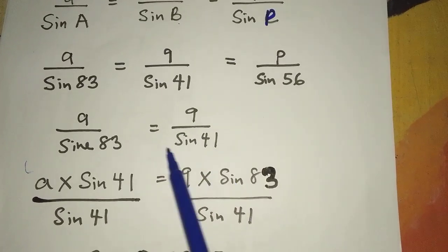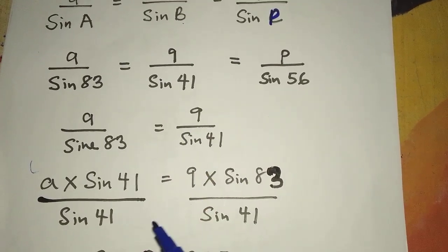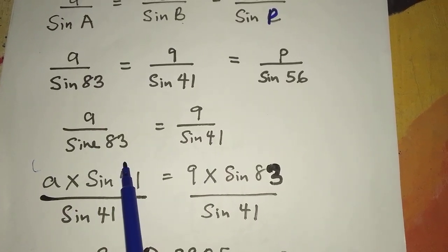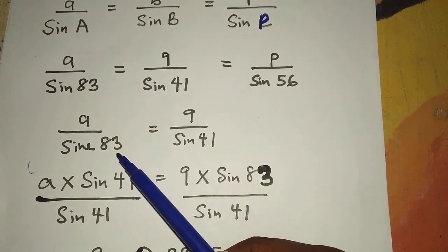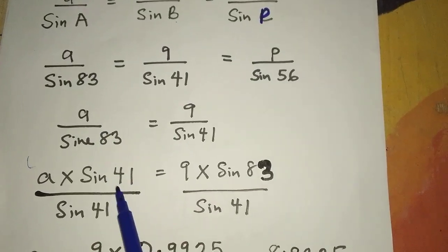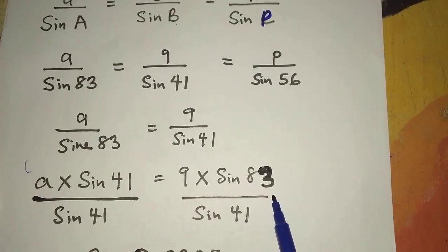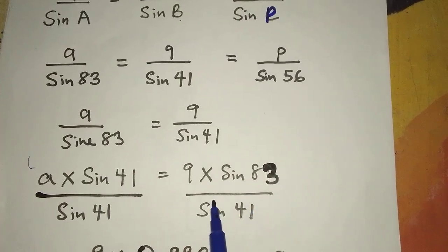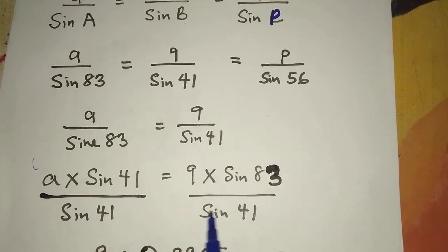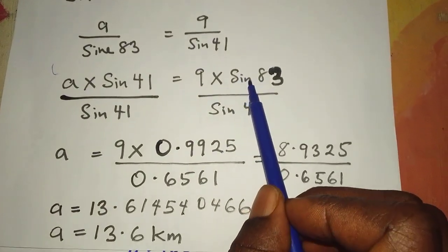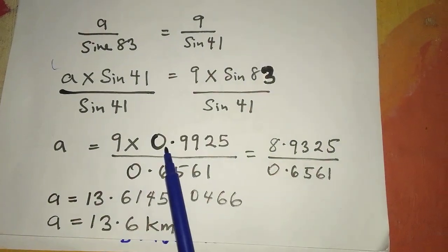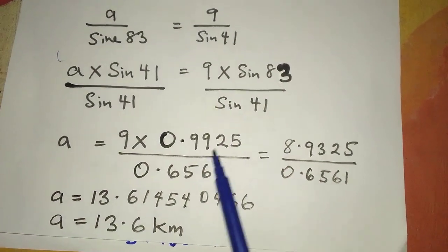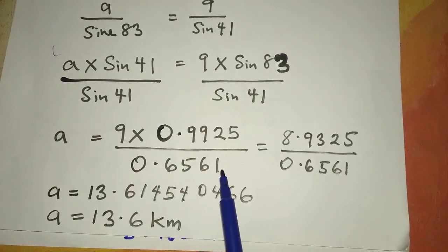So from here you are going to cross multiply. When you cross multiply, A times sine 41 is equal to 9 times sine 83. So to get A, divide both sides by sine 41. So 9 times sine 83 over sine 41. So what is the sine of 83? It gives you 0.9925. And the sine of 41 gives 0.6561.